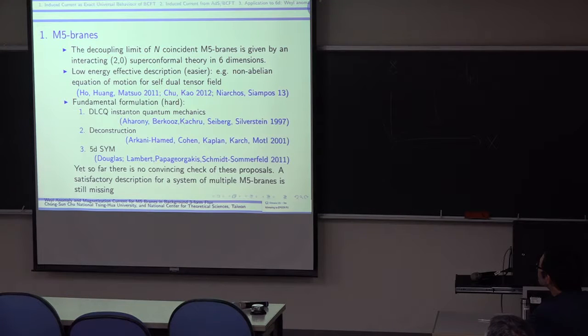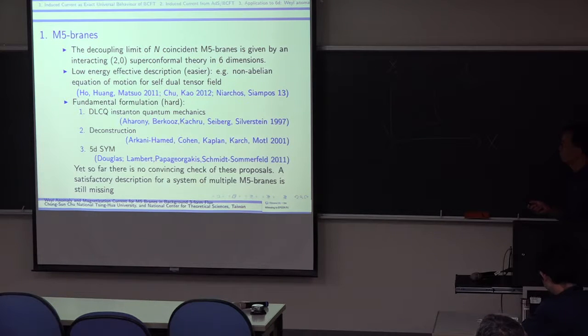So I have 2 motivations. The first is M5 brane. M5 brane is not so fashionable here at this time, but like 10 years ago or 20 years ago it was a fashionable subject. So in string theory, in 6 dimensions, there's a decoupling limit of M5 branes, which gives rise to a (2,0) maximally supersymmetric conformal field theory in 6 dimensions. It's like 4-dimensional Yang-Mills theory. This theory is supposed to have some gauge symmetry based on the number of branes put together.